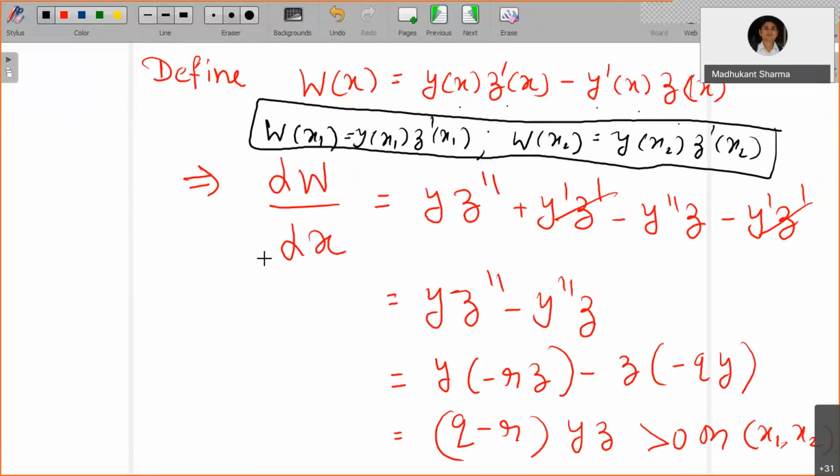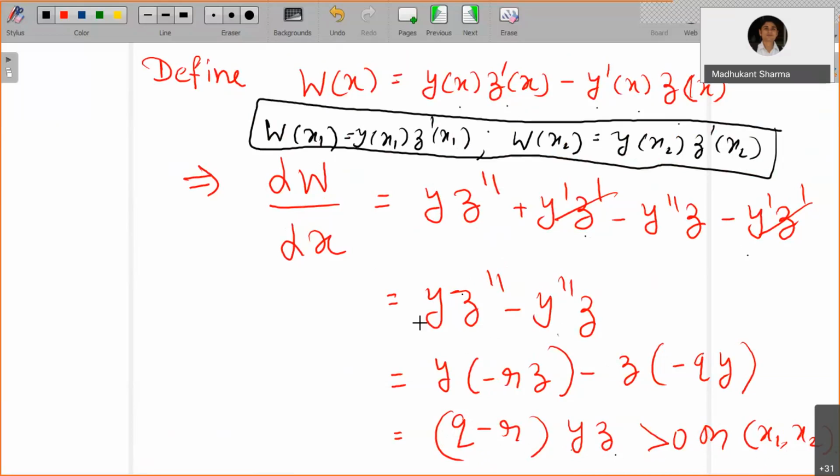Now, if you differentiate, dW by dx will be y times z double dash minus y double dash times z, because the other terms get cancelled. So when you substitute z double dash equals minus rz and y double dash equals minus qy from the equation and simplify, since q is greater than r, q minus r is positive, y is positive, z is positive, so this product is a positive function on x1 to x2.